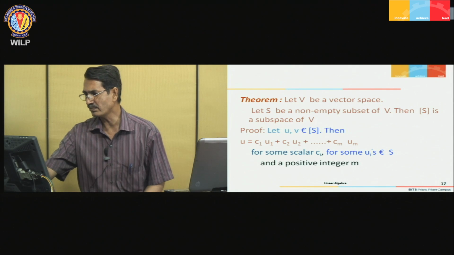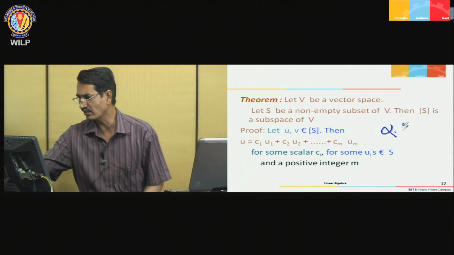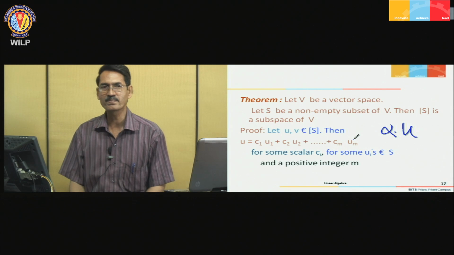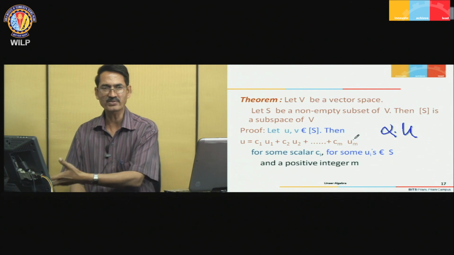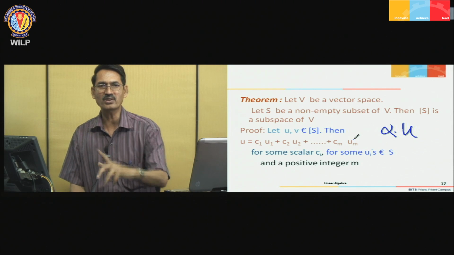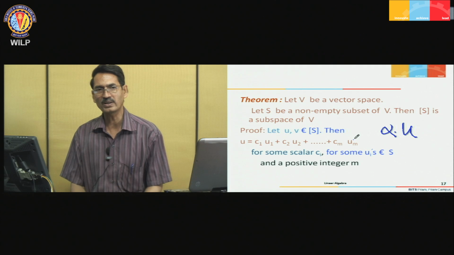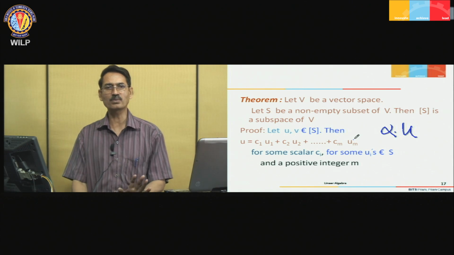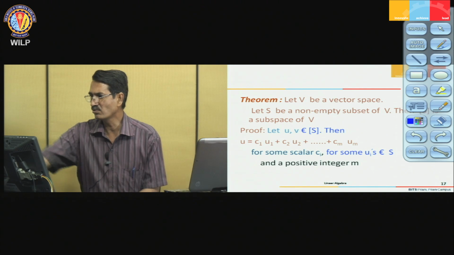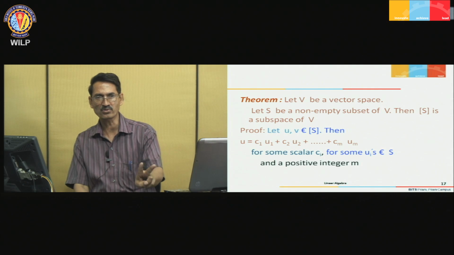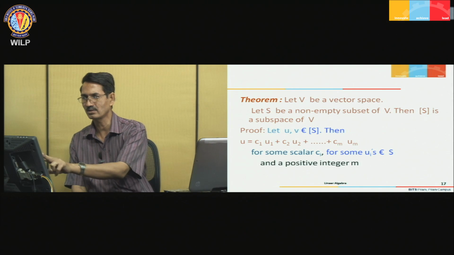Similarly, if you multiply u with any scalar alpha, it will be alpha c1 u1 plus alpha c2 u2 and so on, plus alpha cm um. And alpha c1, alpha c2, alpha cm are also scalars. Therefore, alpha times u is also a linear combination of the elements of S. Therefore, span of S is closed with respect to scalar multiplication also, and hence span of S is a subspace. So these two properties you can see yourself. First of all, span of S is non-empty, which we are supposed to show, although I have not shown it on the slide.